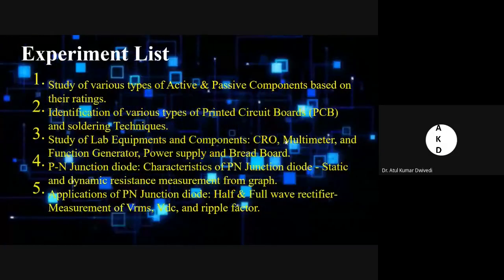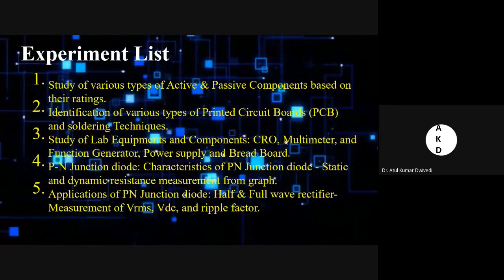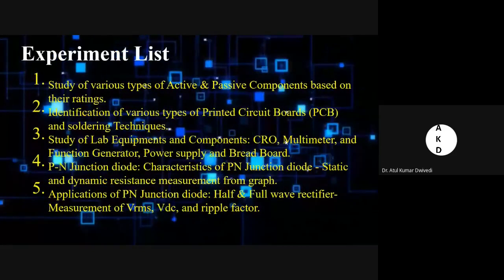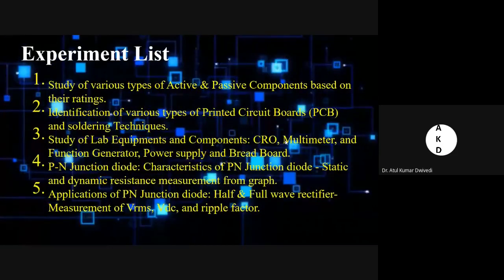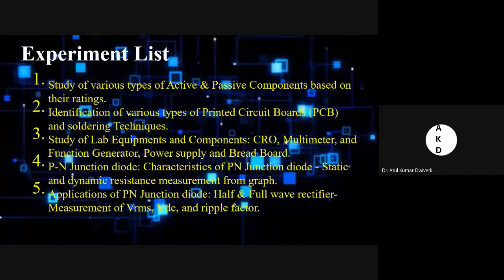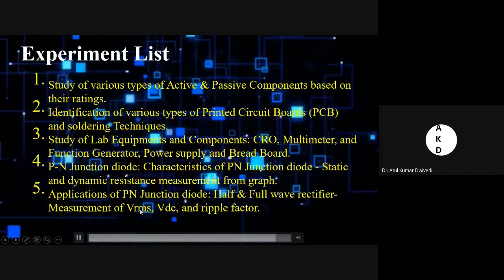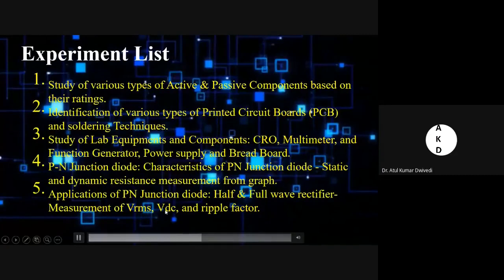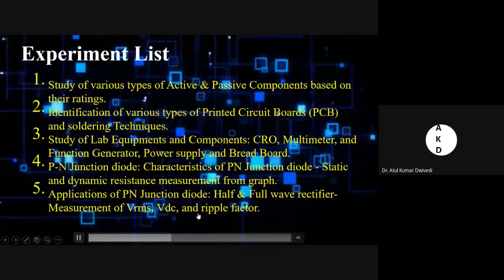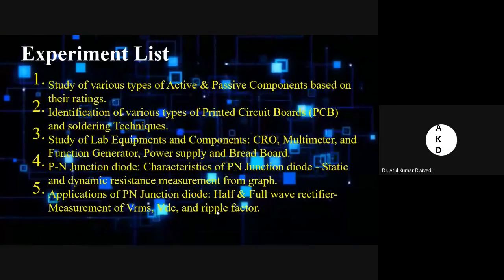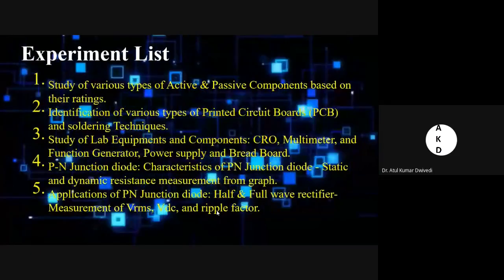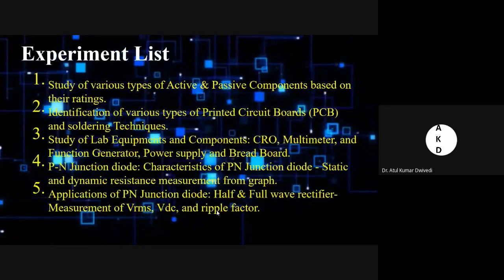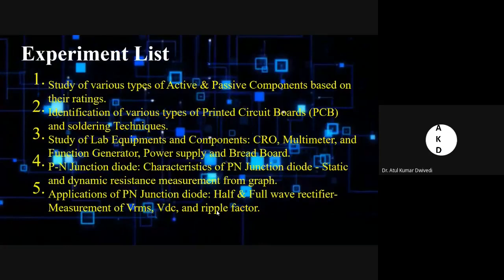And the fifth experiment is about the application of the PN junction diode in the half wave and full wave rectifier. If all of you have watched the lectures of the first unit, then you will be able to understand the half wave rectifier and full wave rectifier, the RMS value of voltage in each, the DC or average voltage, and the ripple factor. Other measurements can also be done: you can calculate the efficiency of the rectifier, the form factor and other parameters of the half wave and full wave rectifier in this experiment.